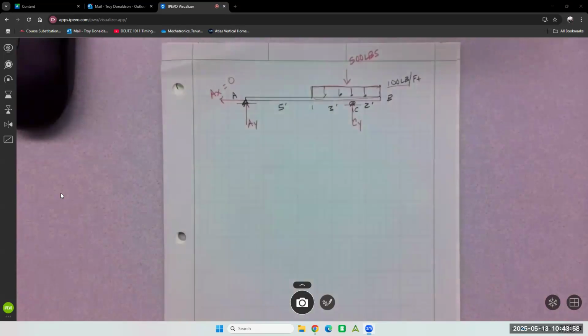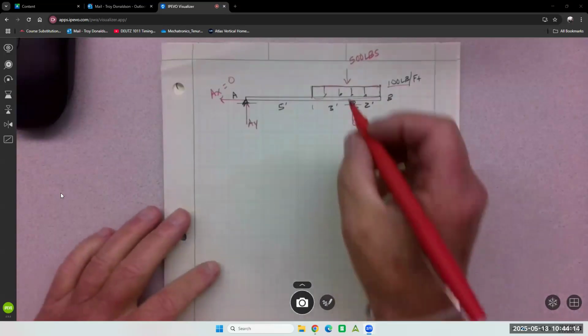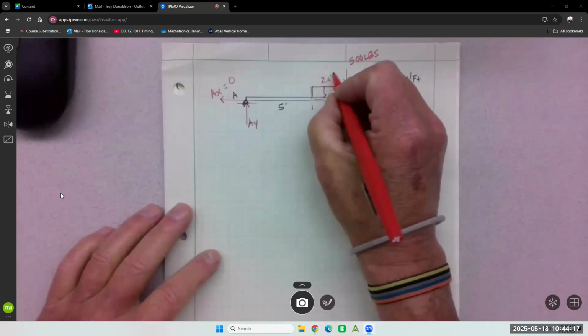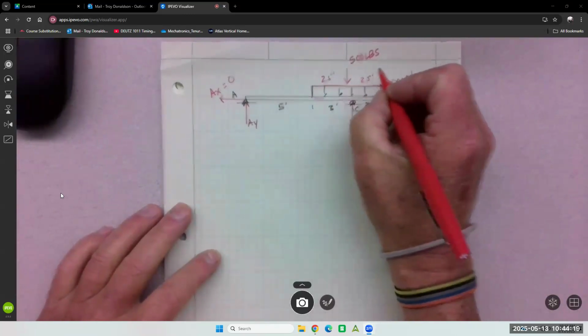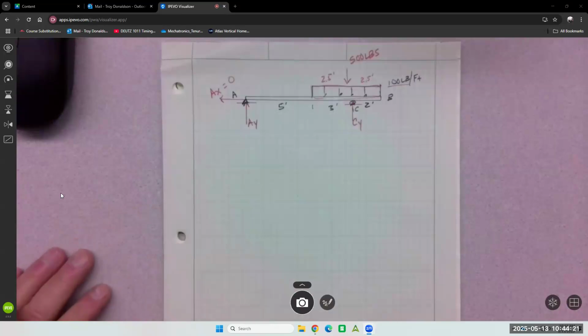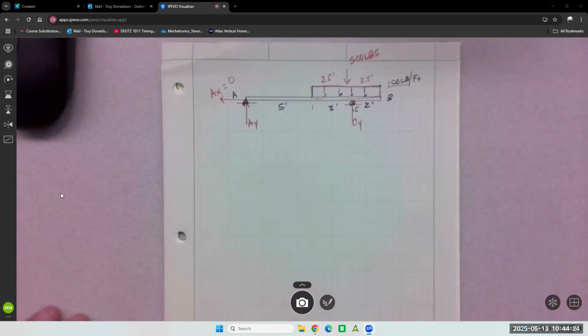If it was a triangle, then it goes through the geometric center. You've got to look that up if you don't know it. If it was a parabolic function curve, then you've got to look up where that geometric center is and put it there. A rectangle is pretty simple. It's 2.5 from this side and 2.5 from this side. Good. Free body diagram done.